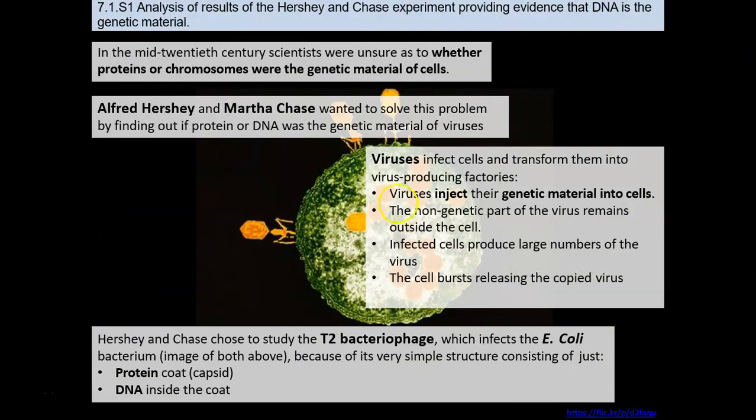We start with the analysis of results of the Hershey and Chase experiment. Hershey and Chase discovered and proved that the genetic information is coming from DNA, not from protein. With this small explanation, I will pause the video and wait for you to think a little: what does that mean? For example, what does it mean that the DNA is responsible for inheritance? Why not protein? Have you thought about that?